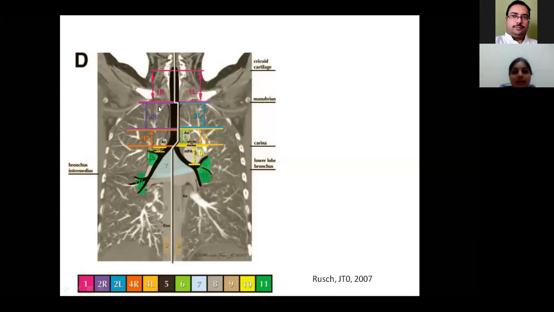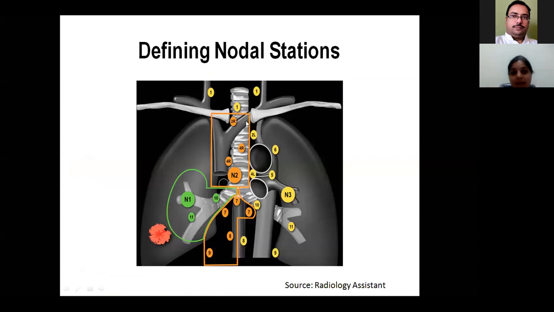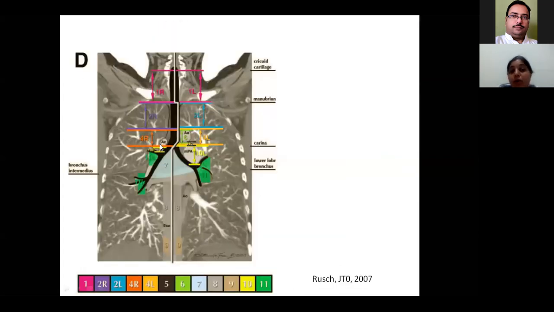So the level 2 on the right side, the upper border is again the manubrium, and the lower border of the level 2 group of lymph nodes is basically where the left brachiocephalic vein crosses the trachea. So that particular region forms the upper boundary of the level 4 right side lymph node, and the lower border of the level 4 right side is the lower border of the azygos vein. For the level 2 on the left side, it's the upper border of the clavicle. The lower border is the upper part of the aorta.